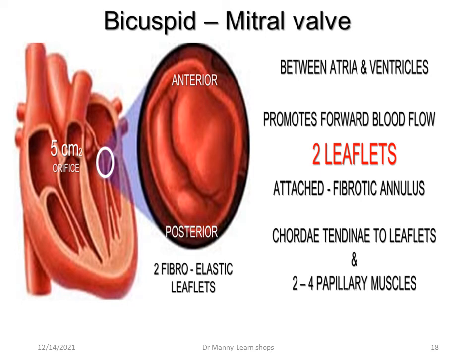Then you've got the bicuspid valve, as we know, the mitral valve. And this is also between the atria and the ventricles on the left side, and it promotes forward blood flow as well. There are 2 leaflets, and they're attached to fibrotic annuli, also chordae tendineae to the leaflets, and there are about 2 to 4 papillary muscles. This valve is about 5 centimeters squared. And it consists of 2 leaflets, the anterior and the postal or the posterior, and there are 2 fibroelastic leaflets.